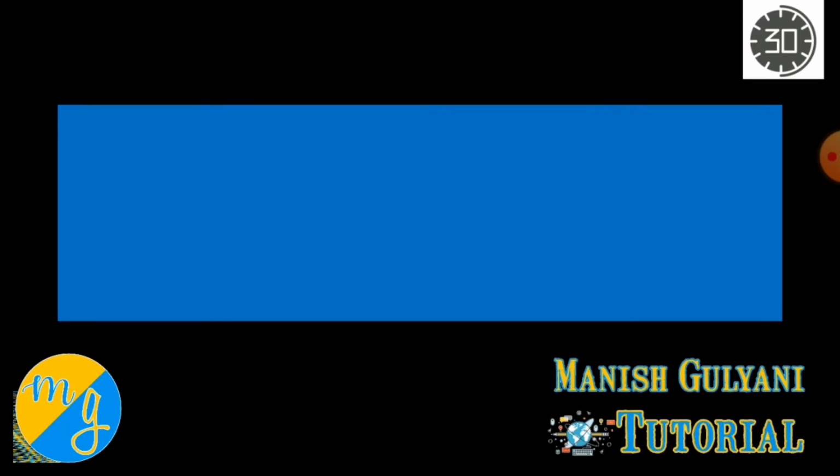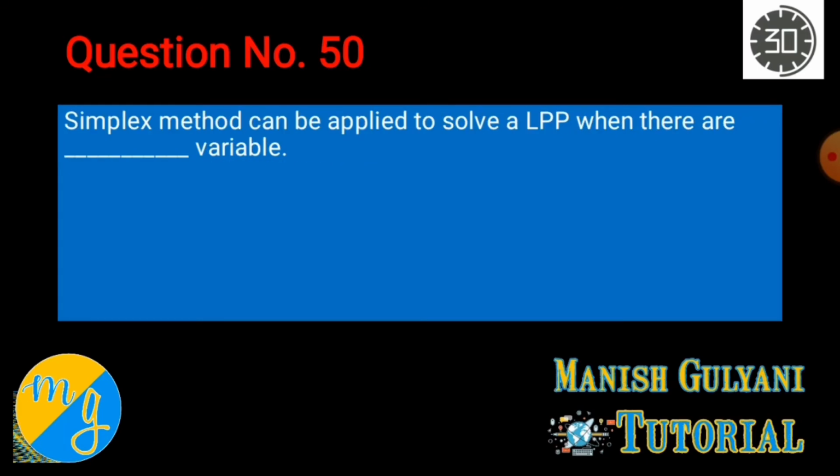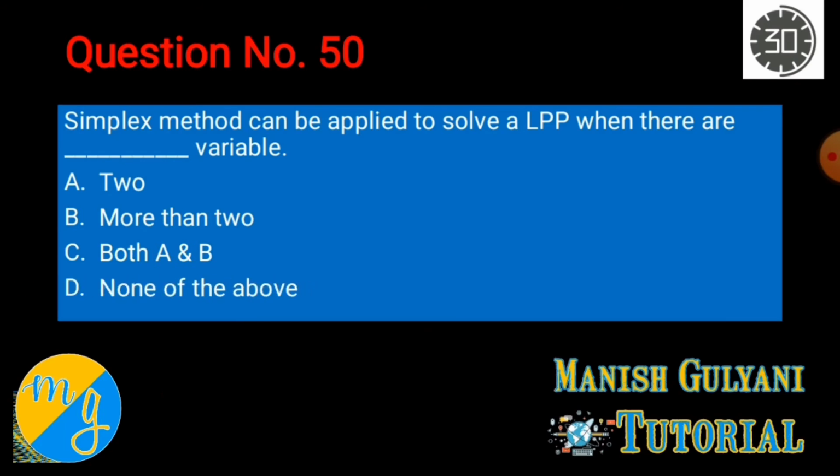Now the last question. Simplex method can be applied to solve an LPP when there are dash variables. Options are two variables, more than two, both A and B, none of the above. As you know, there are mainly two methods of linear programming. One is the simplex method, the second one is the graphic method. If the method name is not mentioned, then we have to consider the number of variables given in the statement. If the number of variables is 2, then choose any method, the answer will be the same. If the number of variables is more than 2, then always choose the simplex method.